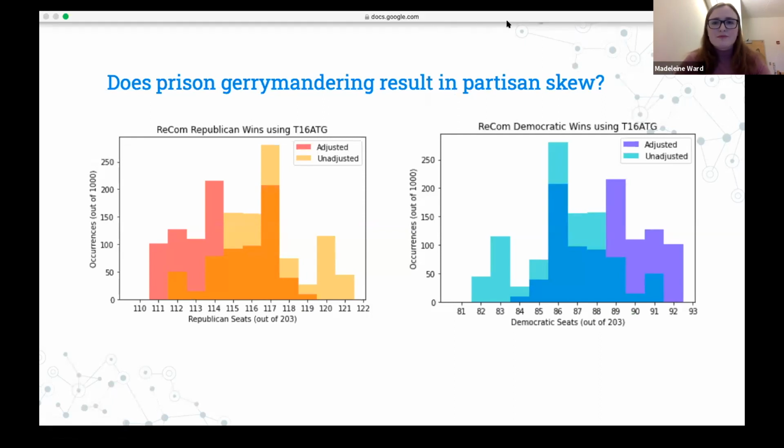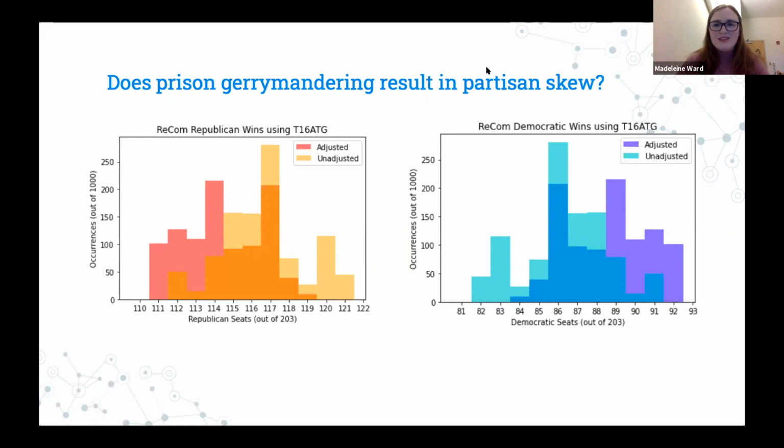There's a couple things here that are important. So this is an example for using state attorney general vote for Republicans and then Democrats. These are just mirror images of each other. So if you only want to look at one of these graphs, that's also fine.